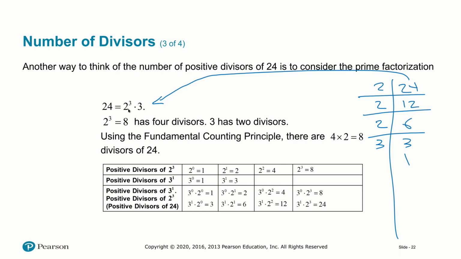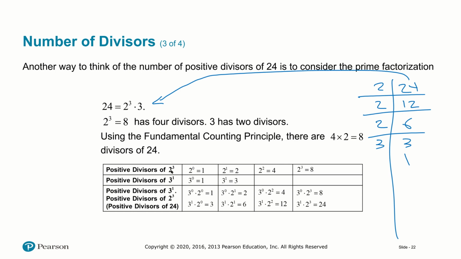Now, if you think about it, what are the factors of 2 cubed? All you have to do now is find the number of factors of this one, find the number of factors of that one, and then apply the what? The good old fundamental counting principle, and you'll have the total number of factors for 24. The positive factors of 2 cubed are simple. They're just 2 to the 0, 2 to the 1, 2 squared, and 2 cubed itself, right? And for 3, the factors are 3 to the 0 and 3 to the 1, so 2 factors. Now the number of divisors for 24 can be obtained.